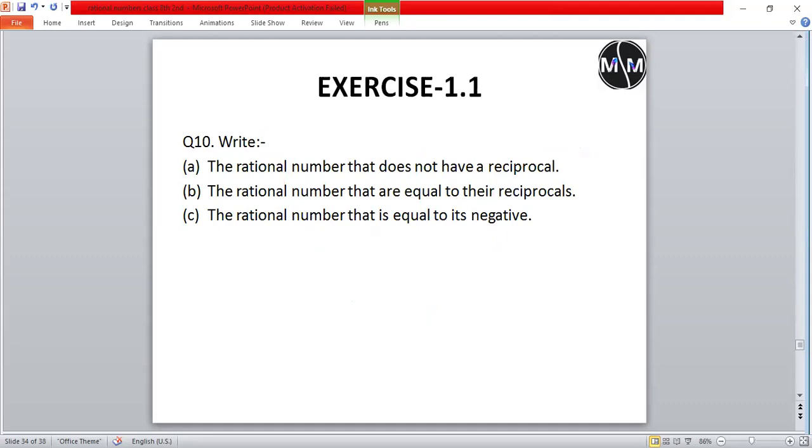Question number 10, exercise 1.1. Which rational number does not have a reciprocal? 0. Second, the rational numbers that are equal to their reciprocals: 1 and -1. The rational number that is equal to its negative: 0.